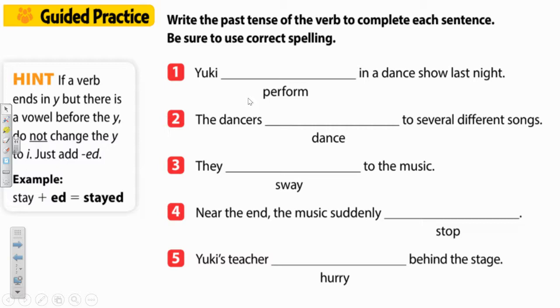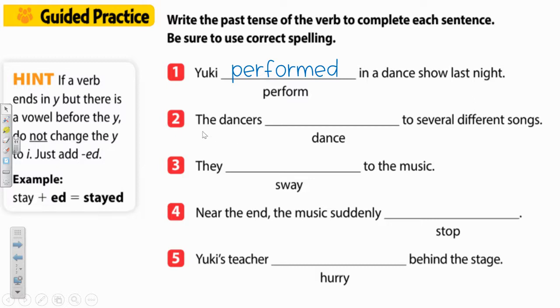All right, so number 1. Yuki blank in a dance show last night. How do we take the verb perform and turn it into the past tense? Well, these are all regular verbs. So, how would performed look? Right, you just add ed to the end.